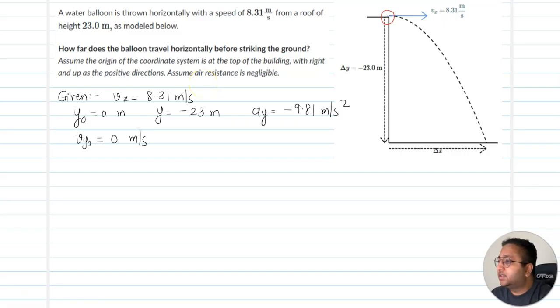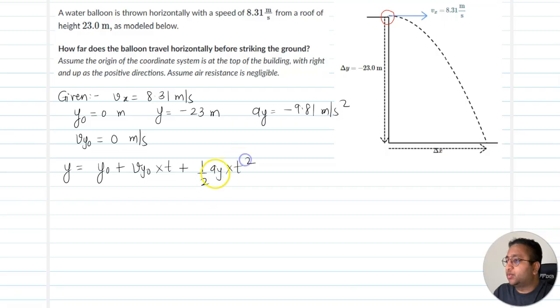Now I will write the system of equations, basically the equation of motion for the y direction. So y, which is the final position of the object, is equal to the initial position of the object y0 plus the initial velocity into time plus one half of the acceleration due to gravity into t square. Now this is the equation of motion in the y direction for a freely falling object.